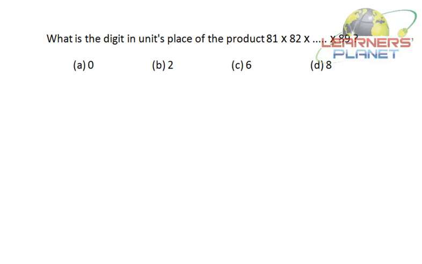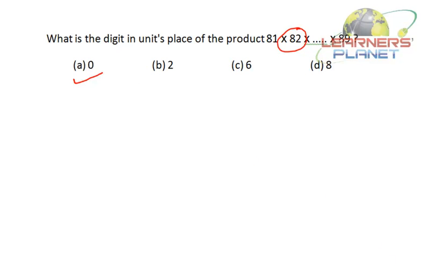Now let's take this problem. What is the digit in the units place of the product 81 into 82 till 89? The problem looks tedious, but actually it is very simple. Let's begin to calculate. Friends, here we are having an even number, and definitely in this sequence number 85 will be there. That will be a multiple of 5. So whenever we are multiplying an even number and 5, we will get 0 at the end. So no need to calculate further. Definitely we are going to have 0 at the units place. So 0 is the correct answer.